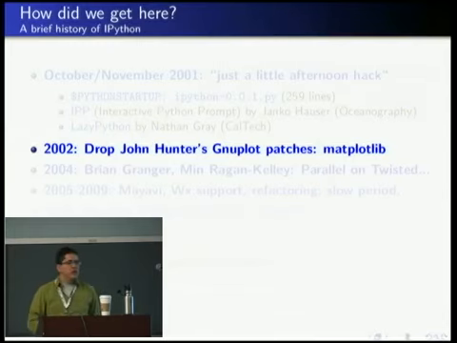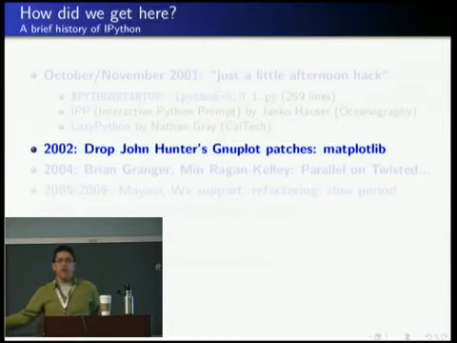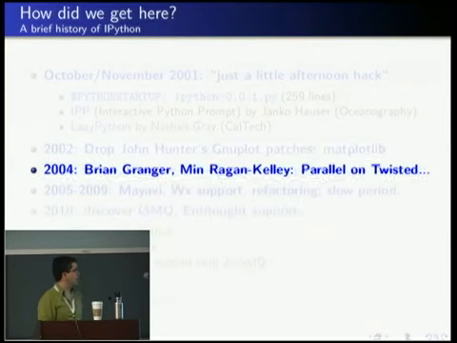In 2002, John Hunter sent me some patches to improve the GNU plot support that we had at the time in IPython. I was at the time busy finishing my PhD, so I had to ignore them, and it's one of the best decisions I've ever made, because by ignoring John, he went out and wrote matplotlib, and now we have a spectacular plotting library.